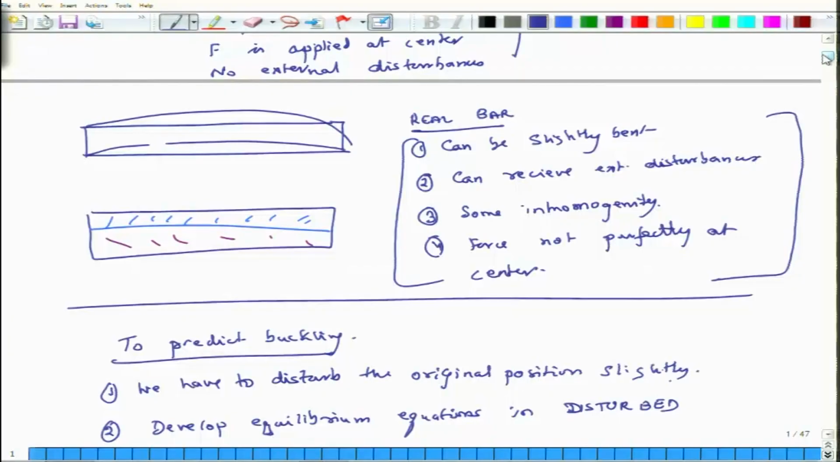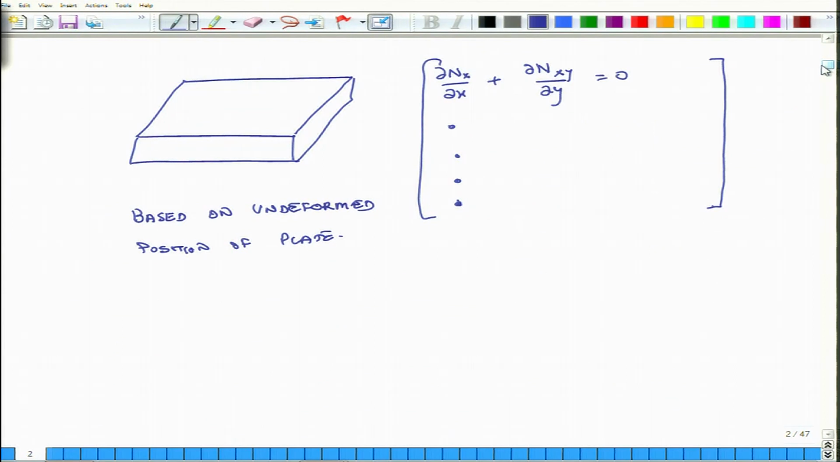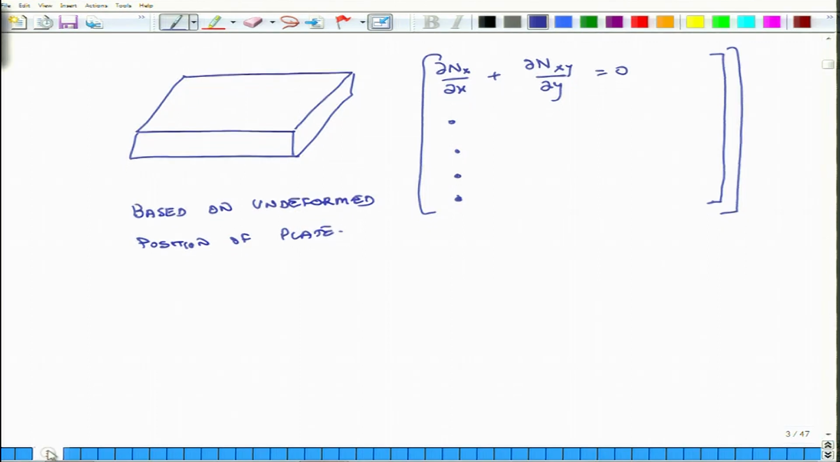Now, all that works, but that does not work when we consider phenomena like buckling, because buckling will happen only if we consider either the presence of external disturbances or slight imperfections in geometry and so forth. So, if we have to predict buckling, we have to redevelop these equilibrium equations based on the deformed position of the plate. So, we consider the deformed geometry of the plate and then use that deformed geometry to develop a new set of equilibrium equations. So, that is what we will do in the next several minutes.